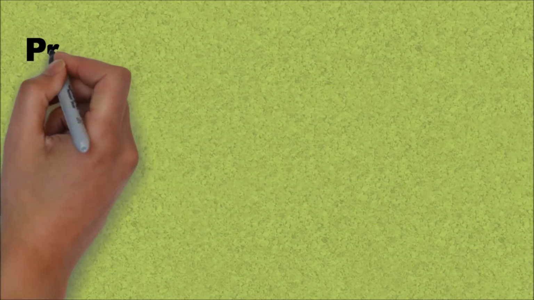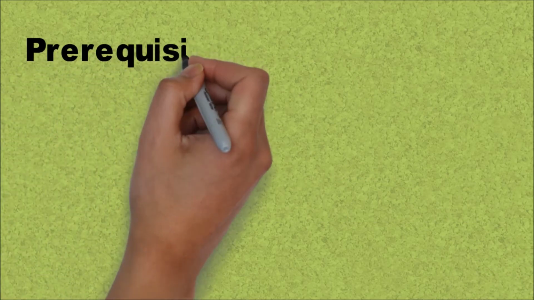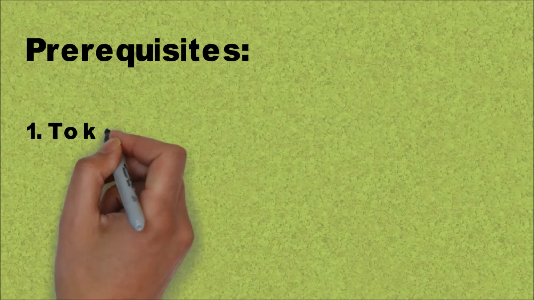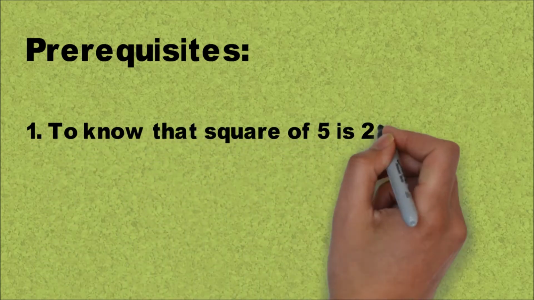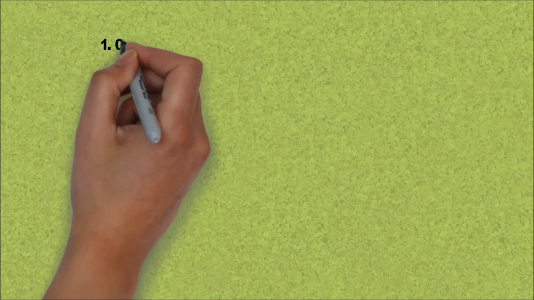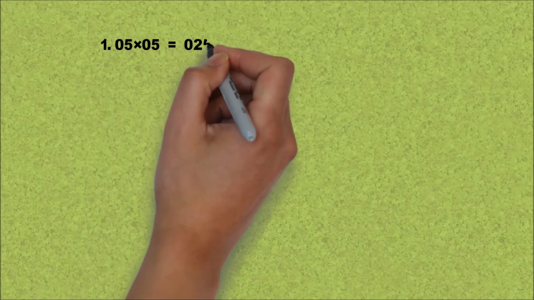There is just one simple prerequisite in order to master this trick. I'm sure most of us are already aware of this, but I'm going to mention it to get it out of the way. The prerequisite is to know that the square of 5 is 25. Let's start from the most rudimentary number that ends with 5, which is 5 itself. As we all already know, the square of 05 is 025.